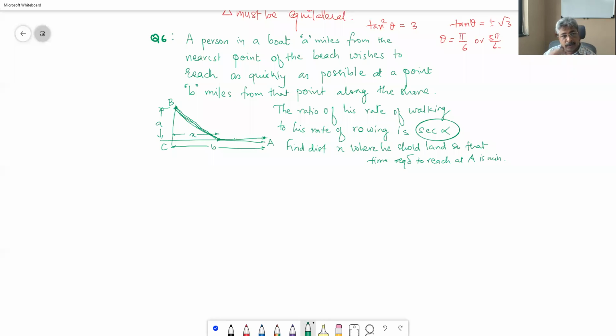Okay, let us solve quickly. Let me explain how to go about it. Let this point be P. BP is the distance which is equal to the square root of a square plus x square. Distance PA is b minus x. Correct?